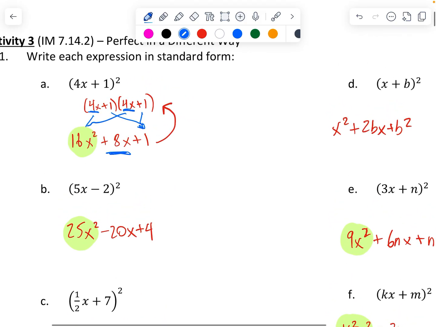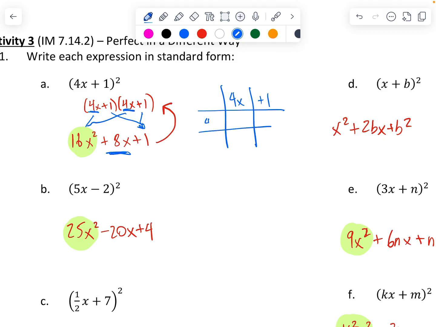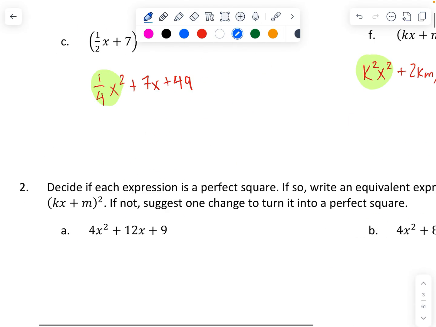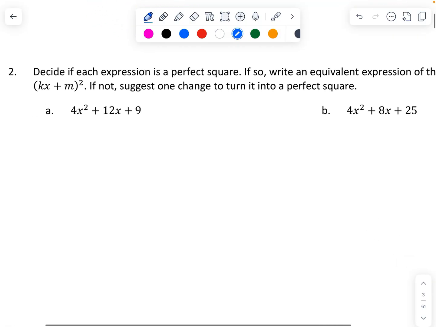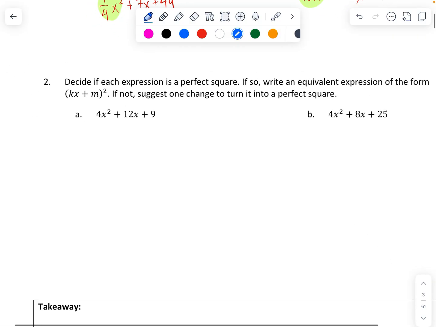But basically that b value, if we were to expand it, if we have 4x plus 1, 4x plus 1, this is 16x squared, this is 4x, this is 4x, and this is 1. So that b value comes from that multiplication right there. It's the sum of this and this. Right, so what we need to do here is figure out if these are perfect squares. And if not, how do we change it to be a perfect square?